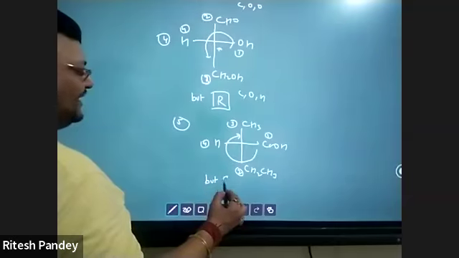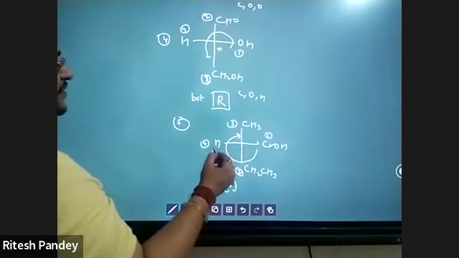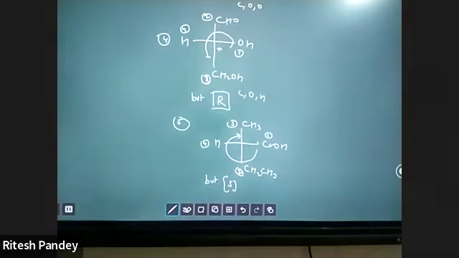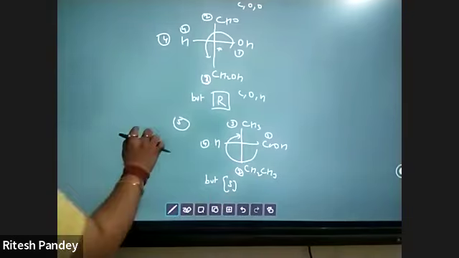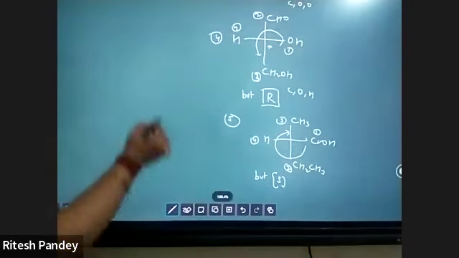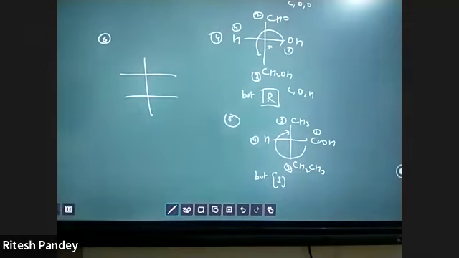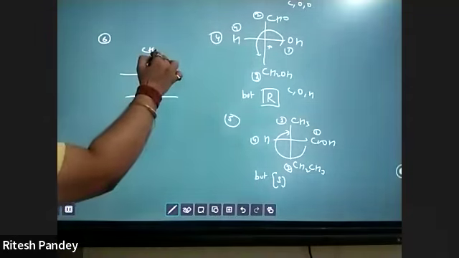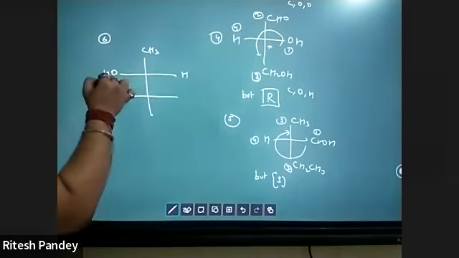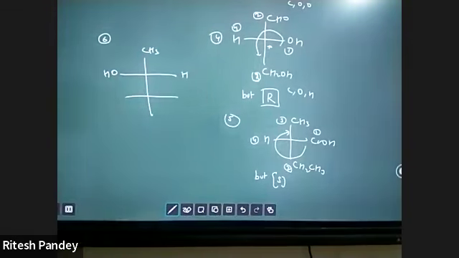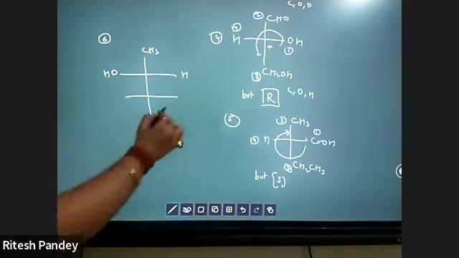But S, this is clockwise, but this is placed horizontal. The next one contains 2 chiral carbons. Methyl, hydrogen, OH. You just want to check your attempt. Let me know if there is a query or doubt.